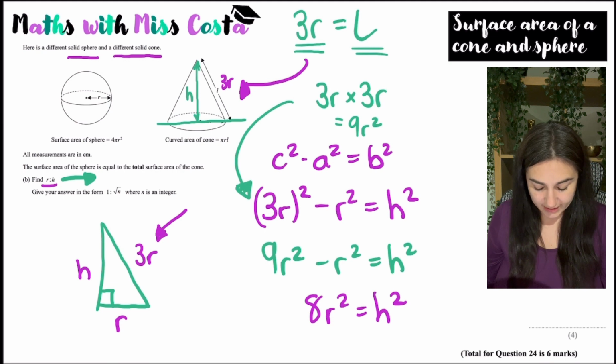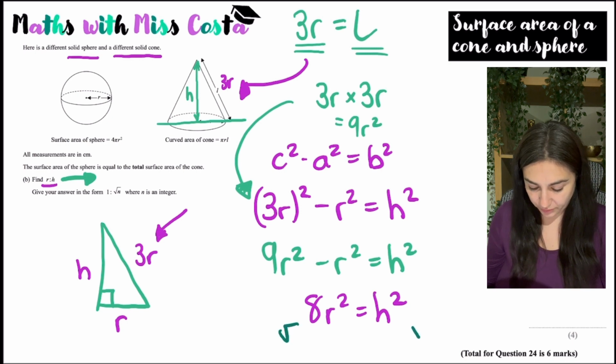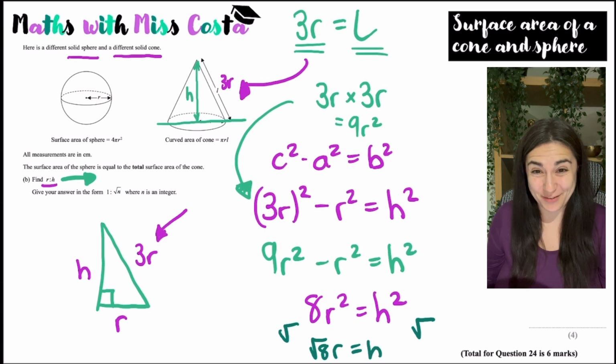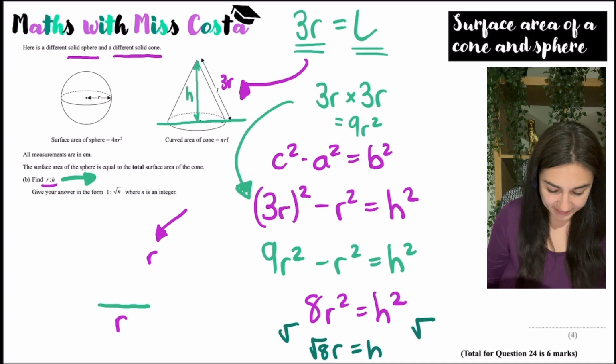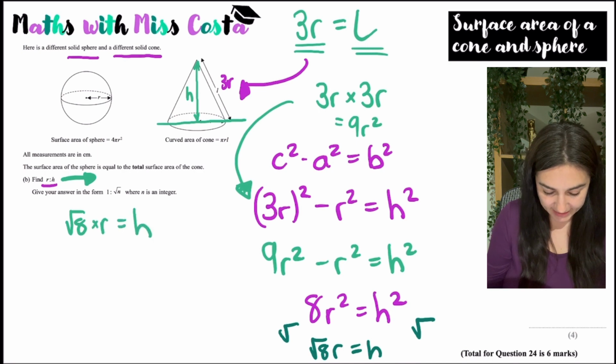And you are trying to write it in the ratio r to h. So what you could do is, because they want it in square root form, you could square root both sides. So if you square root everything on both sides, you'd be left with the square root of 8 r equals h. Okay, you've square rooted everything on both sides. So let's move this over here. I know that the square root of 8 times by r is equivalent to h.